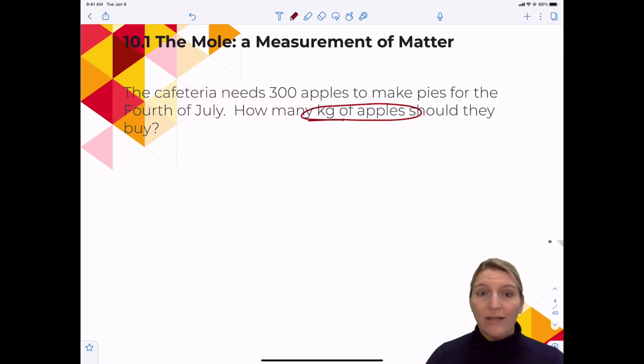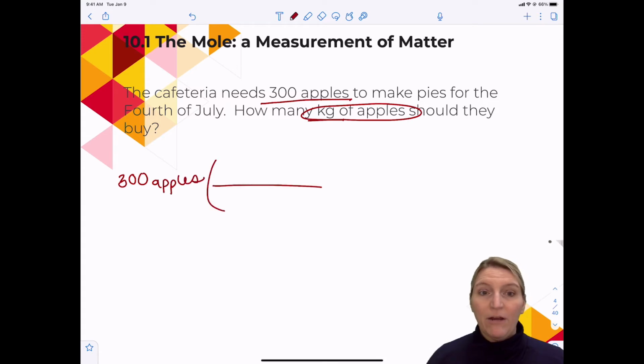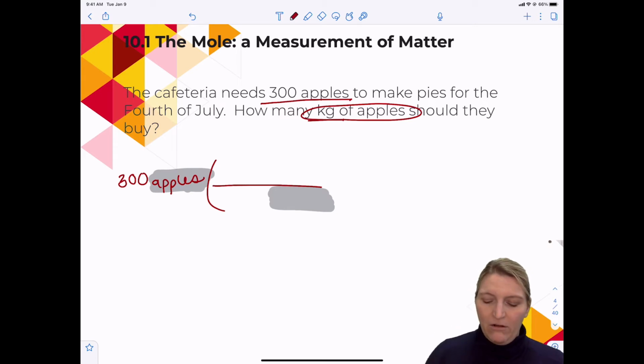That's what this question is asking me to do. Underline the clue: those 300 apples and all of those conversion factors. So 300 apples always goes out front. Now we pick our conversion factors using the idea that whatever unit is out front, I need to match that diagonal down.